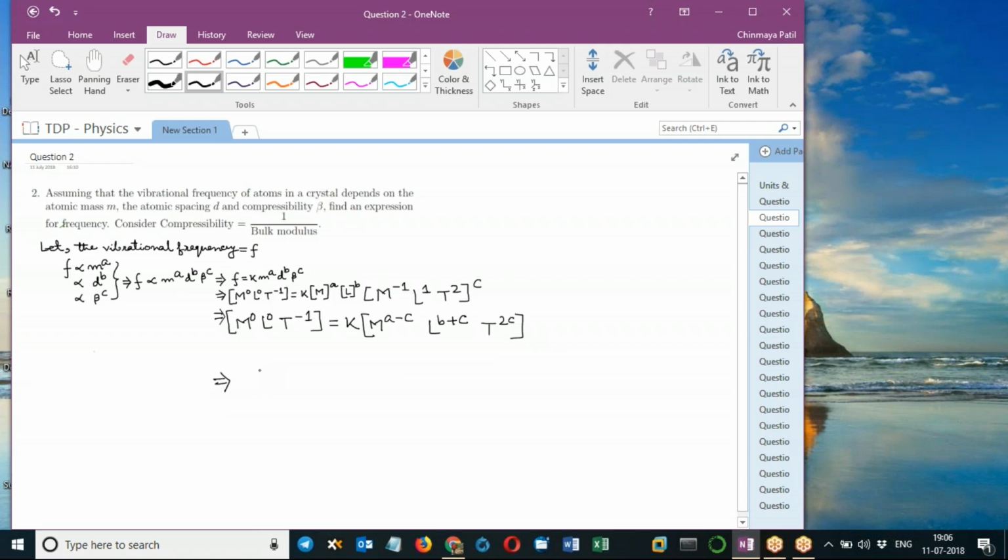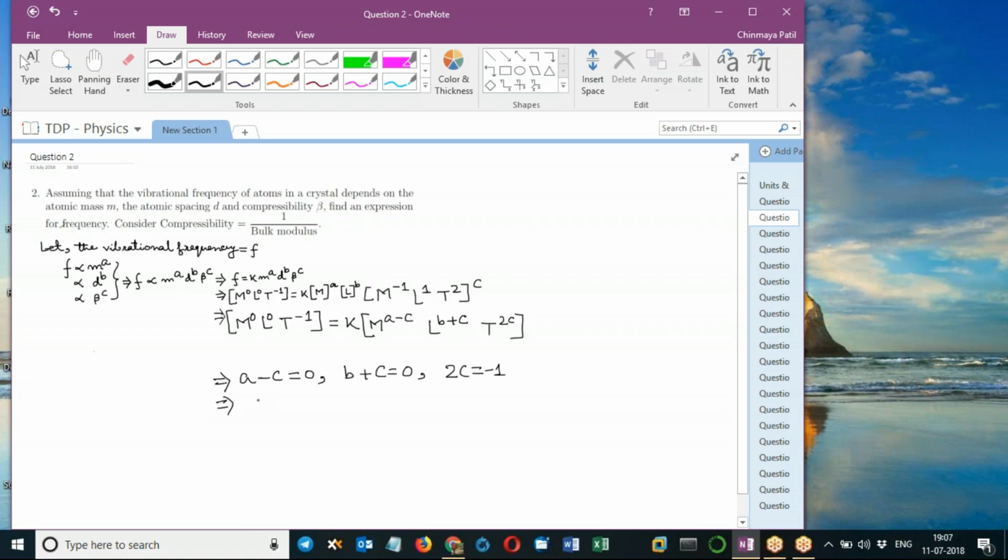In the left hand side, what we see, that m power 0, and the right hand side it is m power a minus c. So what we can say, a minus c is equal to 0. Then we can say that L power 0 in the left hand side is equal to right hand side, b plus c is equal to 0. And in the left hand side t power minus 1, and in the right hand side t power 2c. So we can say that 2c is equal to minus 1.